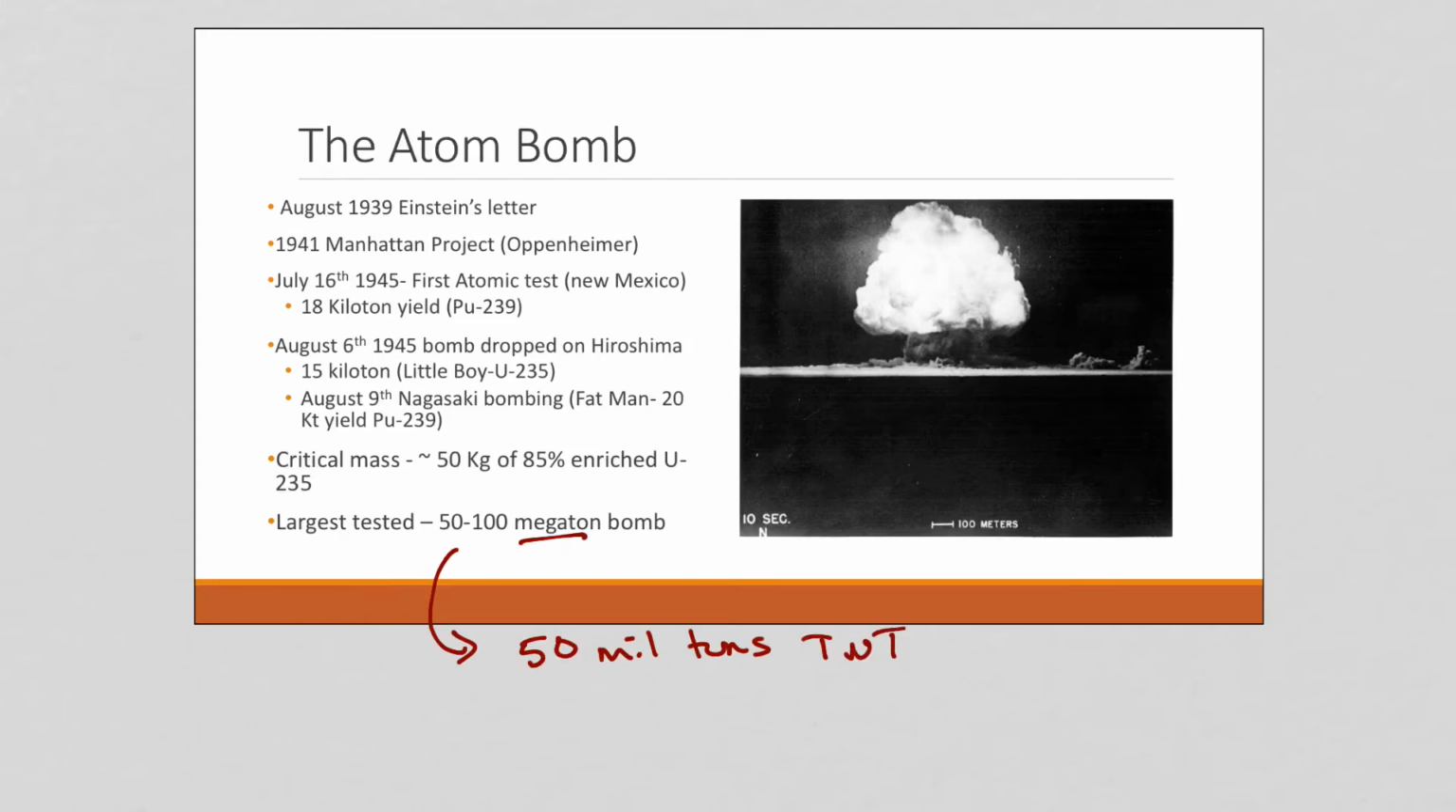Many, many, many times more than what the bomb dropped on Hiroshima and Nagasaki were. Remember, those are 15,000 tons. This is 50 million tons. So, many, many, many fold more powerful.